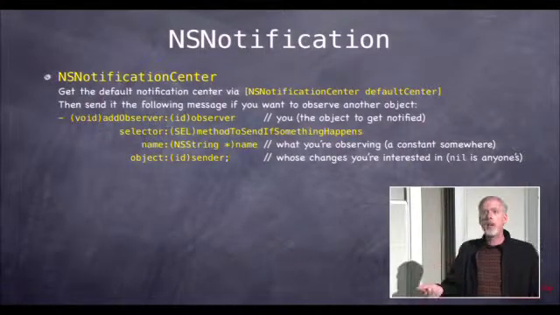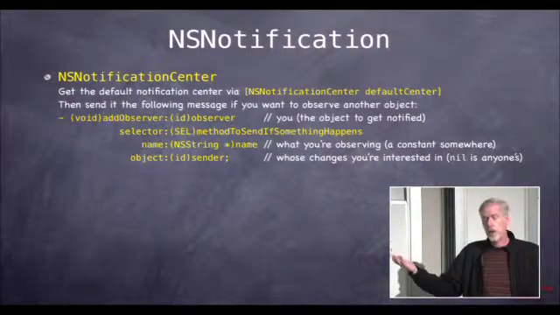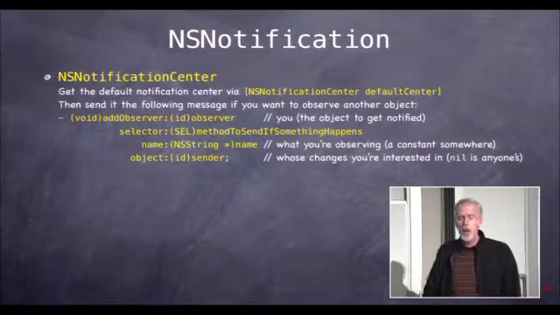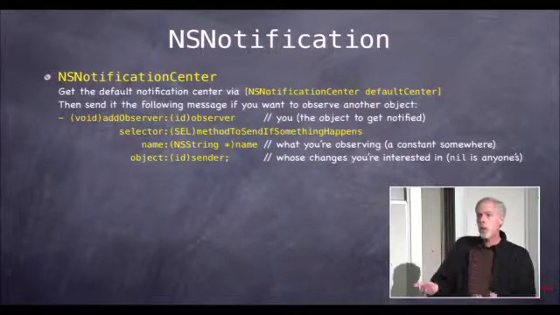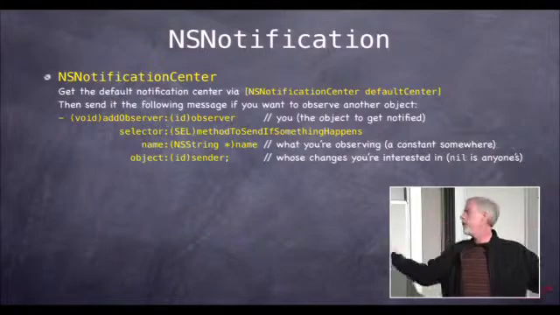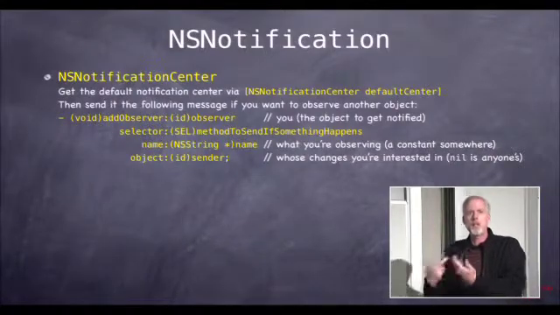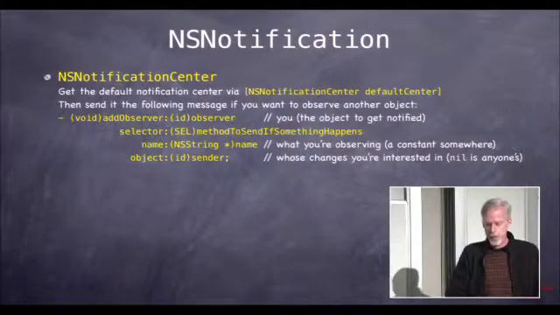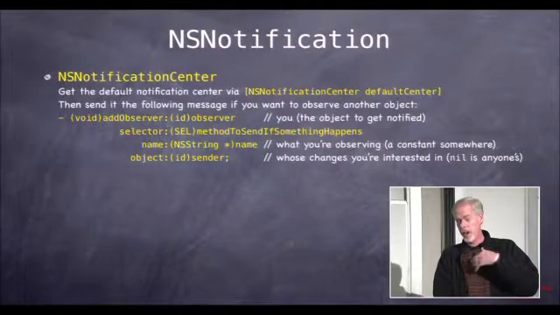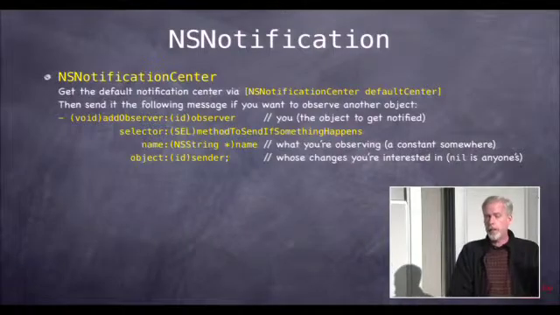Name is the name of the radio station. This is a string that's a constant, almost always a constant, if not 100% of the time. It's a constant somewhere. Some class is telling you the name of the radio station you can sign up to. And then object is the object you want to hear from. So you can sign up to hear radio broadcasts from anyone who's broadcasting that station, or you can just say, I only want to hear it when this object broadcasts on that radio station. Okay? So if you say nil, that means anybody broadcasts, but that's rare to do. Usually you're interested in some particular object broadcasting something like its document state.